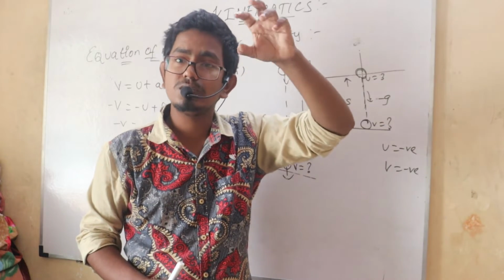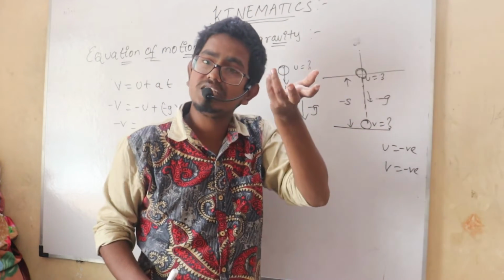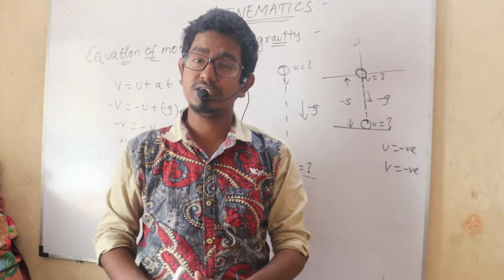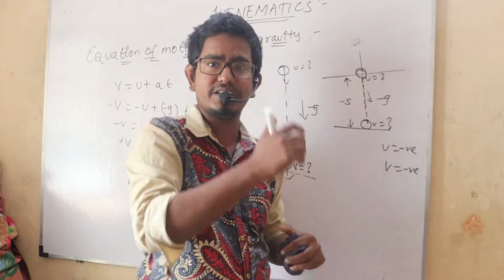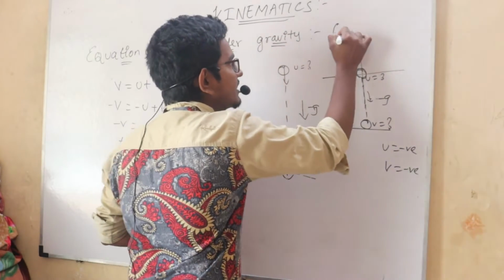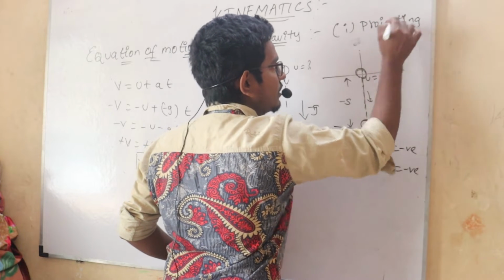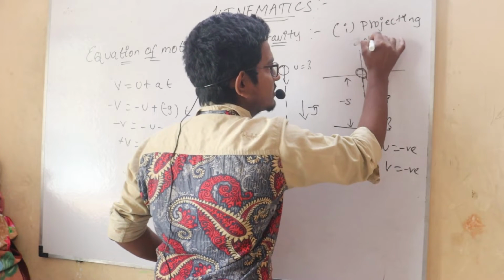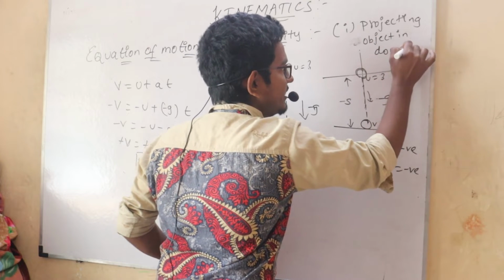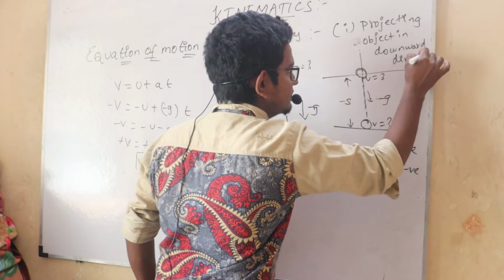I can throw my ball in downward direction. I can throw my ball in upward direction too. I take my first condition: I project my ball in downward direction. That means I am projecting downwards. It is my first condition, projecting an object or body in downward direction. So it is my first case.